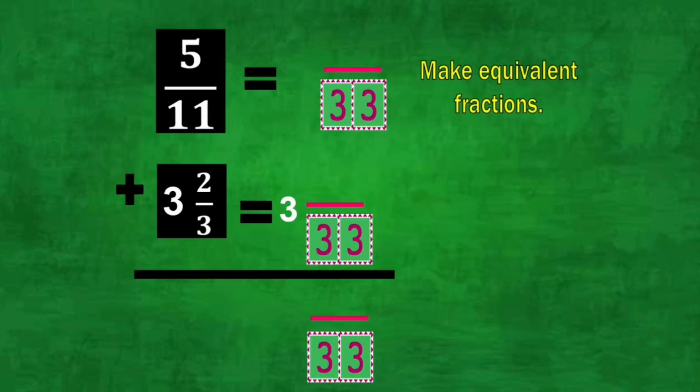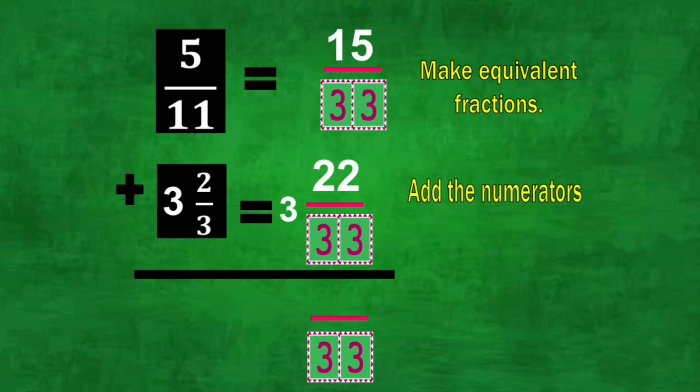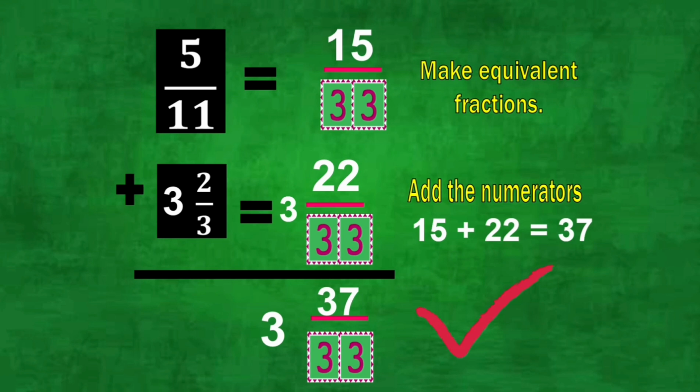Then make equivalent fractions. 33 divided by 11 times 5 is equal to 15. 33 divided by 3 times 2 is equal to 22. Now add the numerators. 15 plus 22 is equal to 37. Then copy the whole number. Our answer is 3 and 37 over 33.